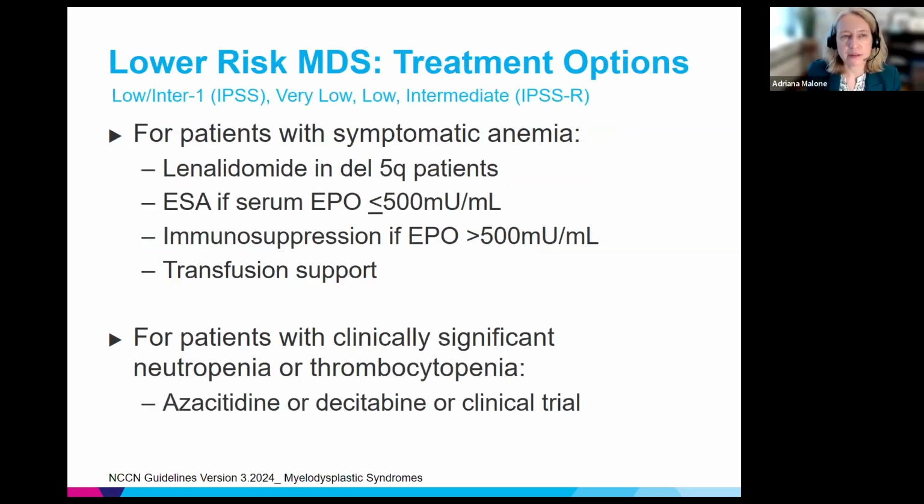For other patients who have low-risk disease, other than our deletion 5q patients, if they have symptomatic anemia, they may be treated with ESAs if their serum EPO level is less than or equal to 500. If they have an elevated EPO level greater than 500, immunosuppression may be considered, or transfusion support may be considered. If patients also have clinically significant neutropenia or thrombocytopenia, they may be treated with a hypomethylating agent such as azacitidine or decitabine, or on a clinical trial if available.